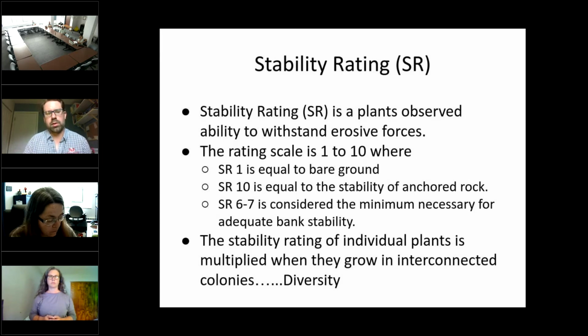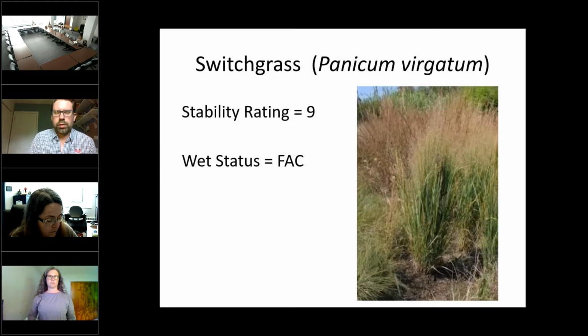And they came to the conclusion, or came to the average, that a stability rating of about a 6 to 7 is considered the minimum necessary for adequate bank stability. In this publication they also listed the stability rating of individual plants, and they go on to talk about how a more diverse, interconnected grouping of plants is going to provide the most stability. So I'm going to go through some common plants in our area and show their stability rating.